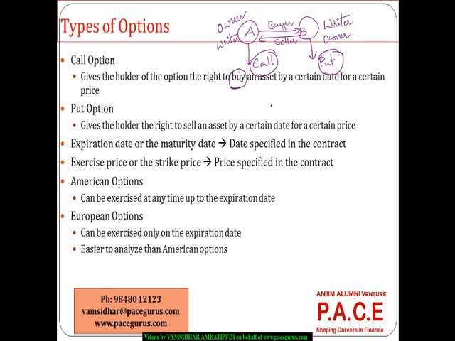Same way, if B has taken the option, we call it a put option, and this option will give him the right to sell, not the obligation to sell.